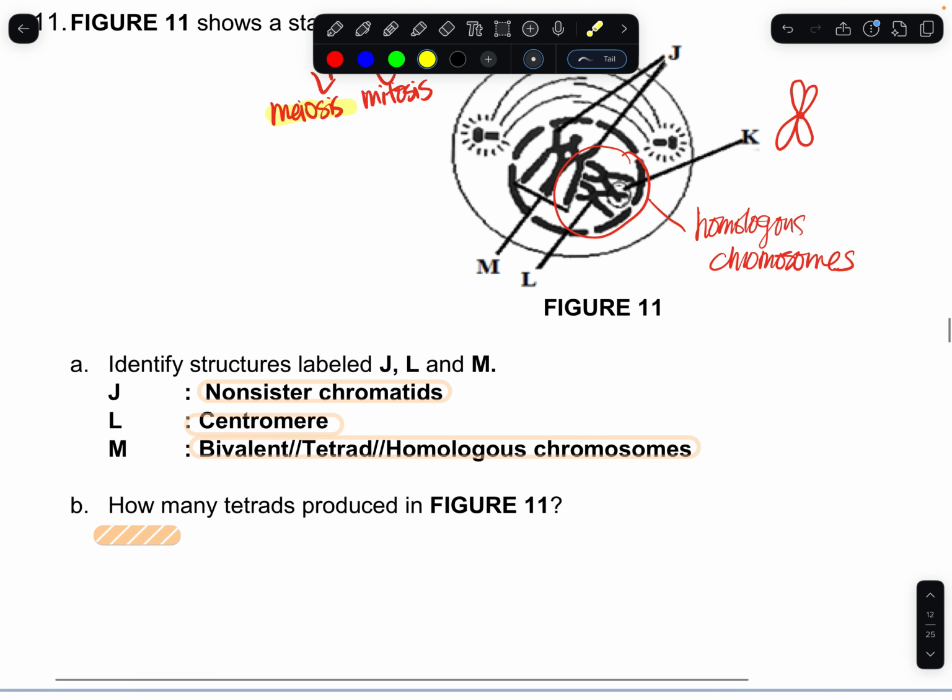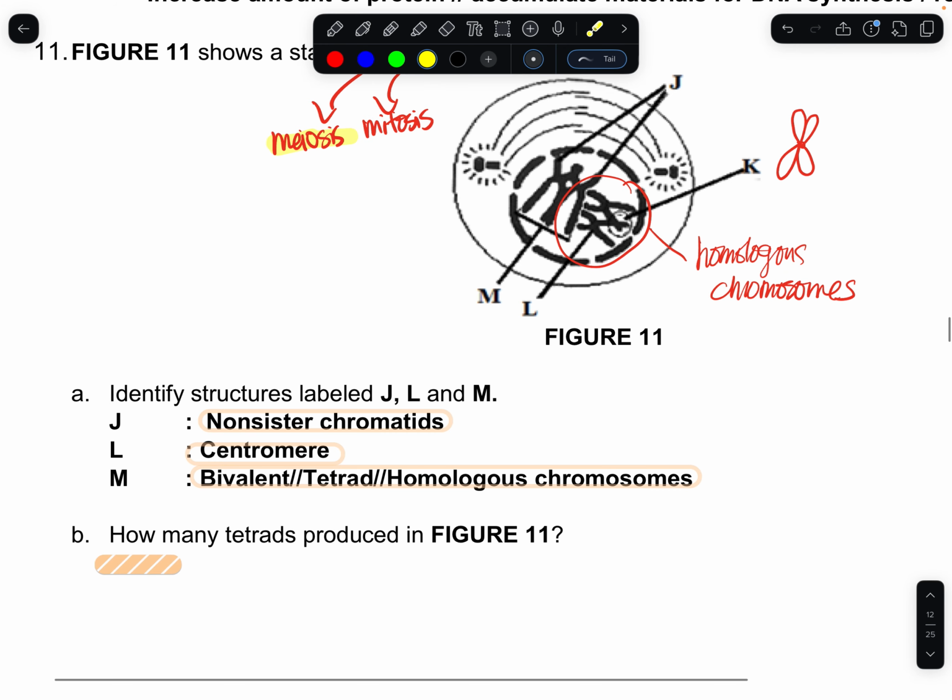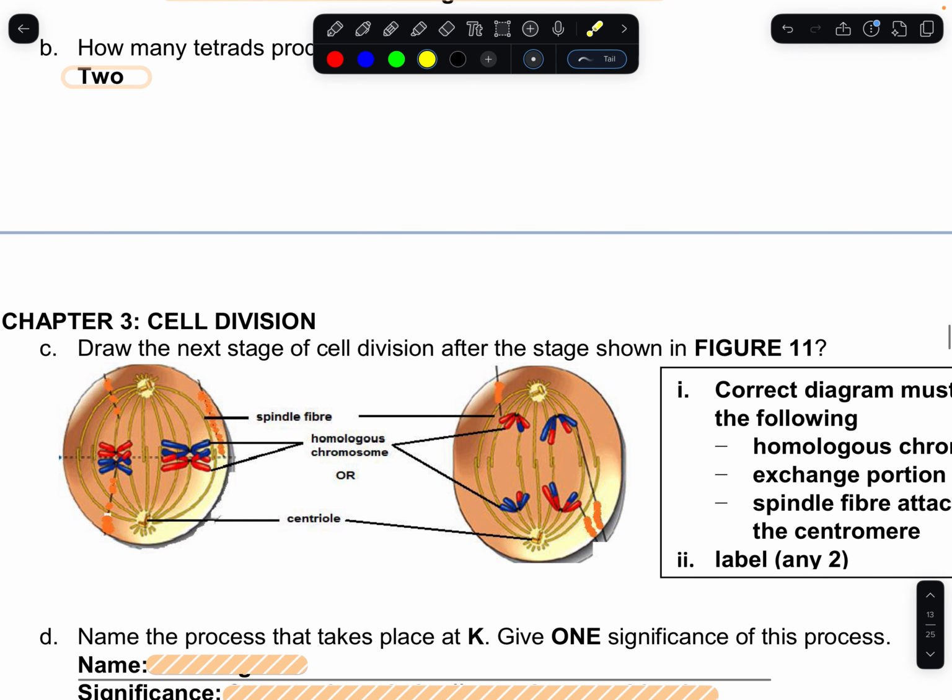Alright, let's read question B, sorry. How many tetrads produced in figure 11? We know that tetrad, nama lain dia adalah homologous kromosom. Ada berapa pasang? Kiralah. 1, 2. Sebab ada 2 pasangan, betul? So, jawapannya 2. Let's take a look at next question.